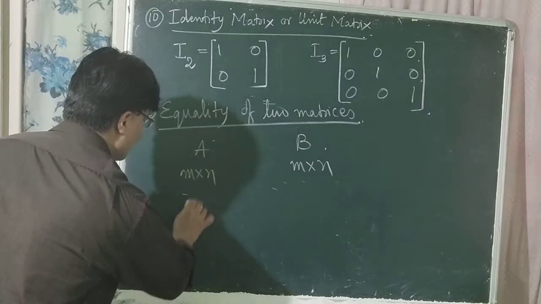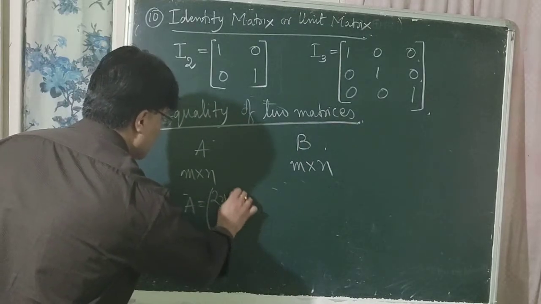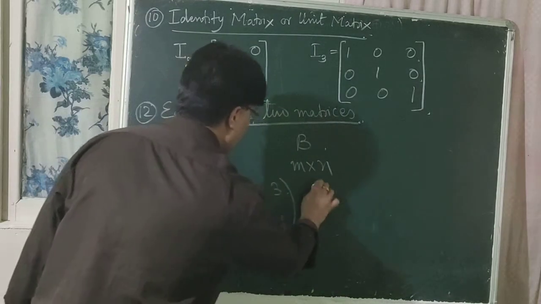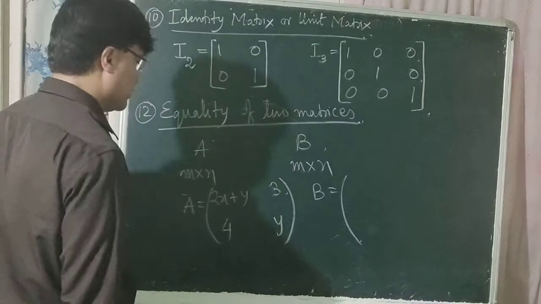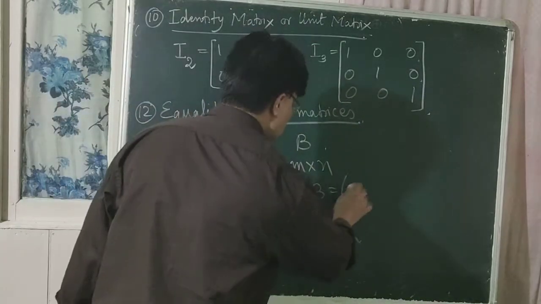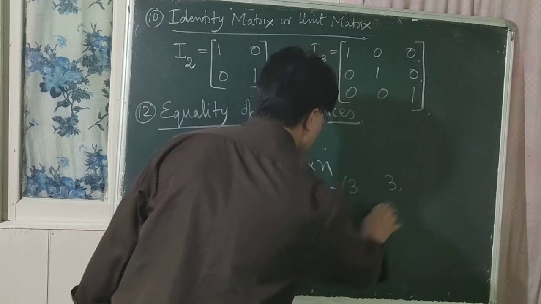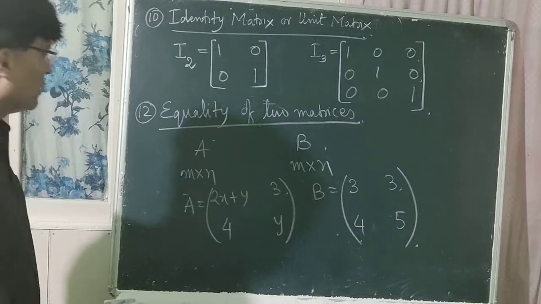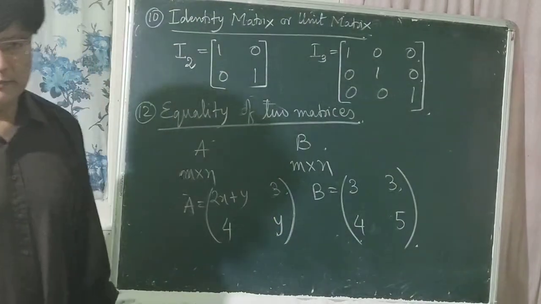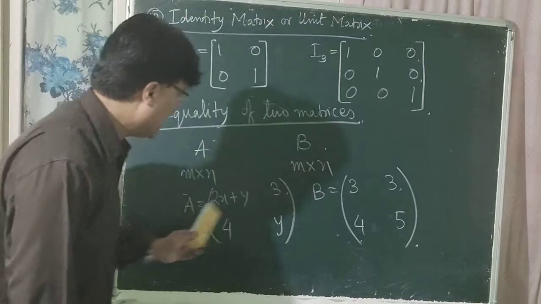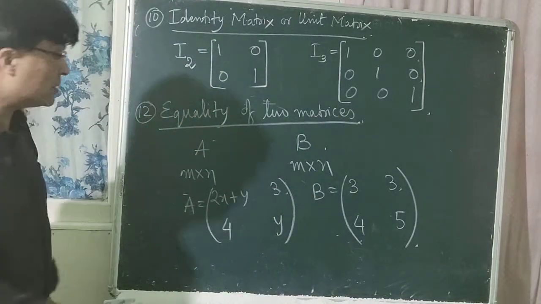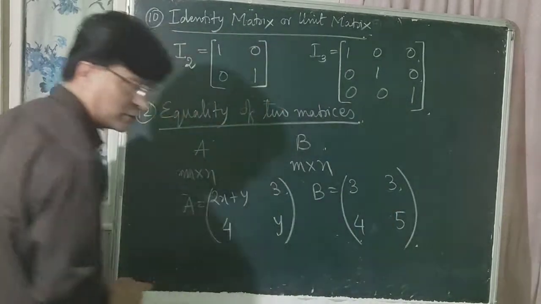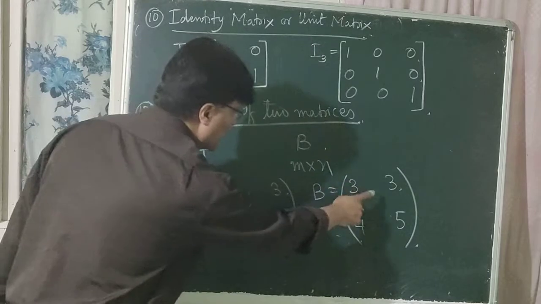Suppose you have A is equal to 2x plus y, 3, 4, and y. And B is equal to 3, 3, 4, and 5. Now, this A and B are equal. Equal means they must have the same order. This is 2 rows and 2 columns. This is also 2 rows and 2 columns. And all the corresponding elements should be equal.